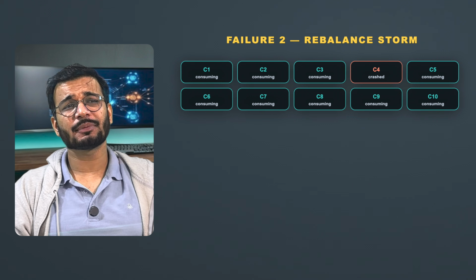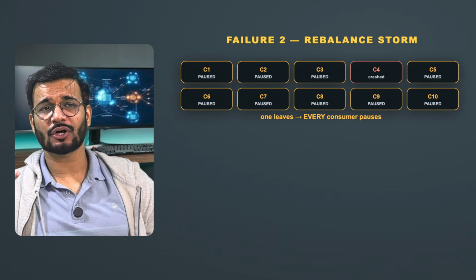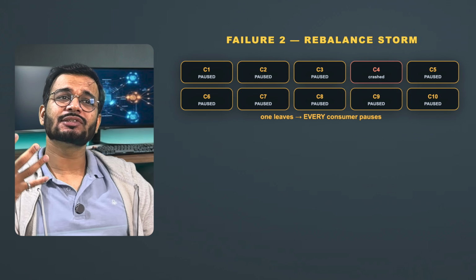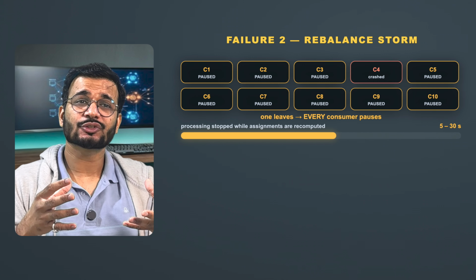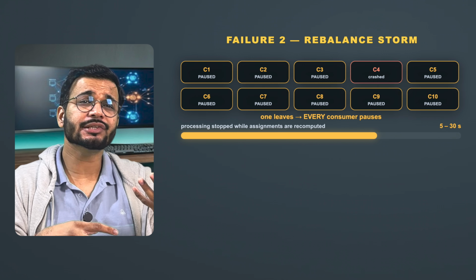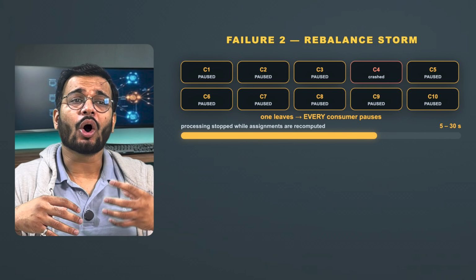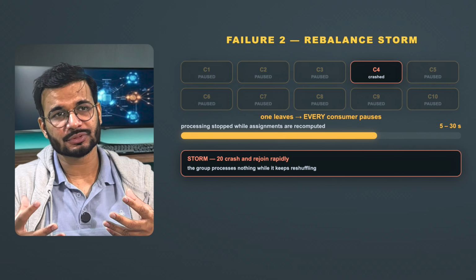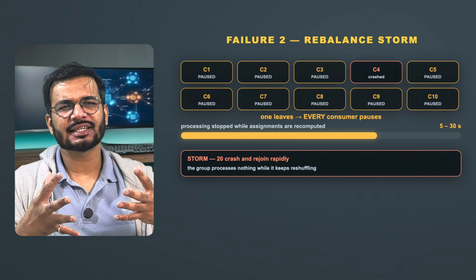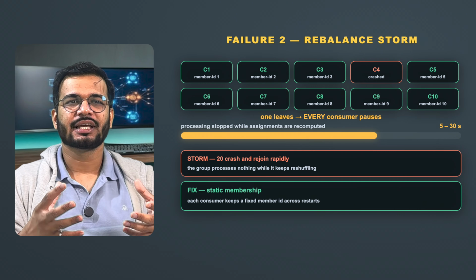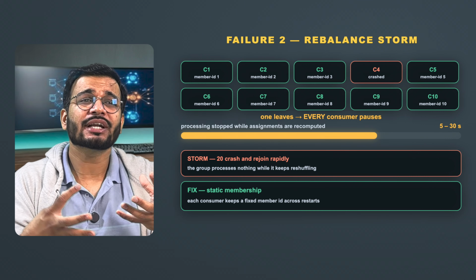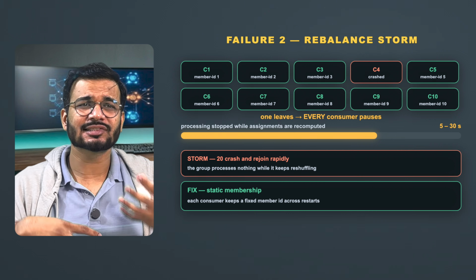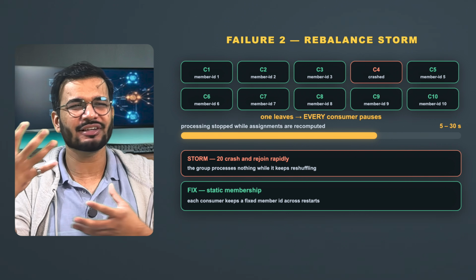Another failure that can happen is a consumer rebalance storm. Say there are 10 consumers in a group, one crashes and rebalancing starts. In this case, all consumers pause. New partition assignments are computed. All consumers then resume. This takes around 5 to 30 seconds during which nothing gets processed. If 20 consumers crash and rejoin rapidly, you get continuous rebalancing. The system processes nothing while it keeps on reshuffling.